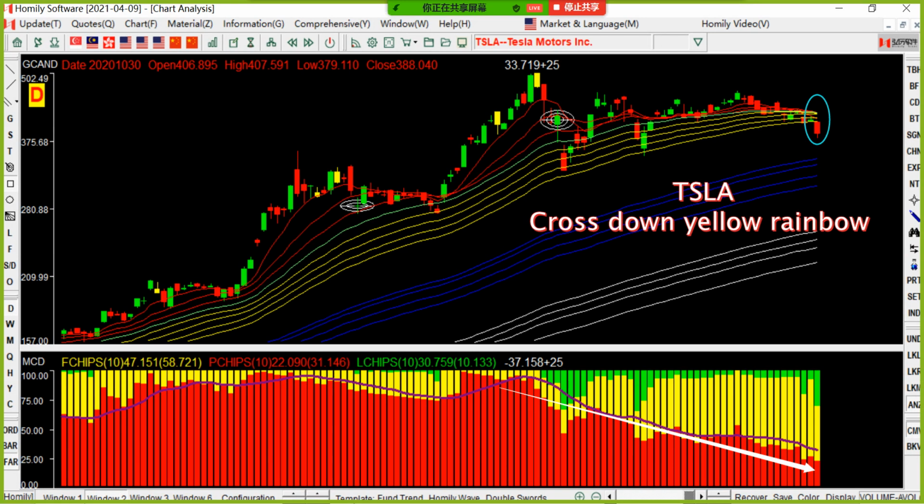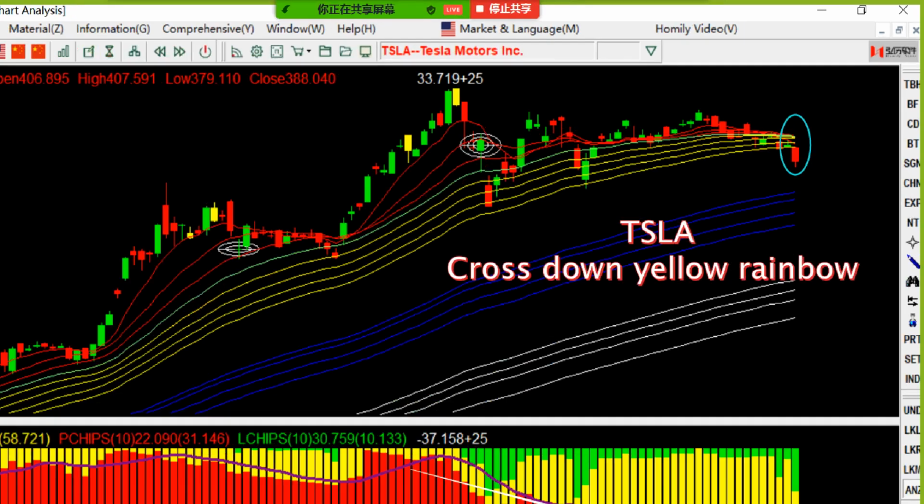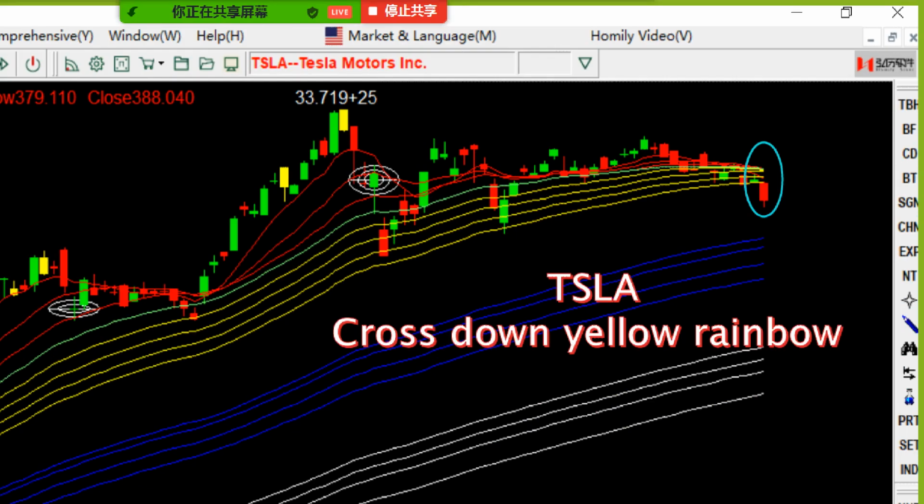Tesla, we know that for fundamental analysis, is very overbought and very overvalued. And somebody wants to monitor the share because of its very good performance historically. Also, maybe you think Biden will win and this sector will benefit from the election, so you want to buy. But according to the chart now, the price just crossed down the yellow rainbow on Friday.